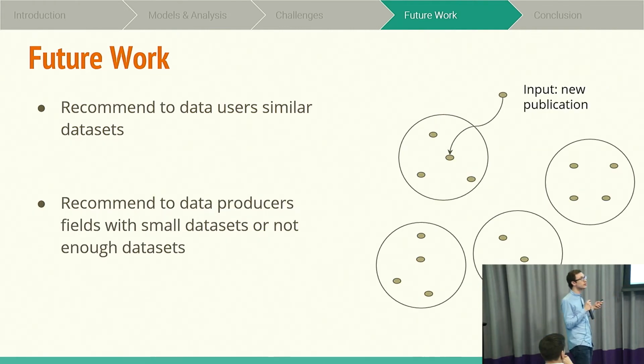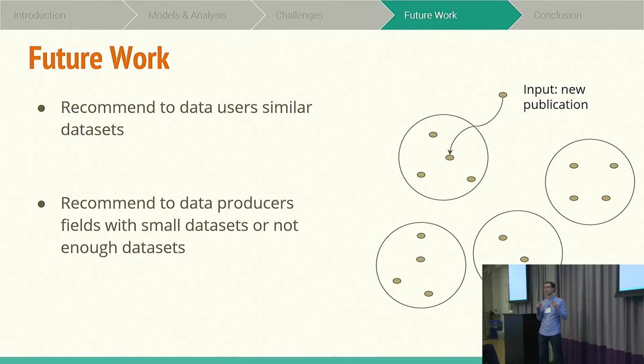So we think that we can recommend similar datasets to data users. For example, the data user will input a new publication into the system. Because of our research field retrieval, we can cluster it correctly, and then we will be able to recommend datasets to the user because of the clusters.